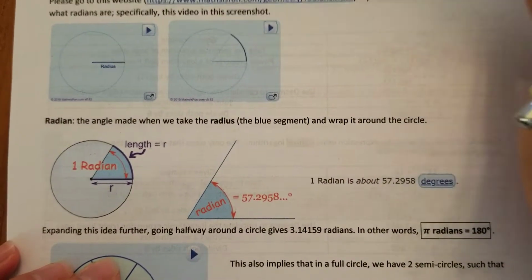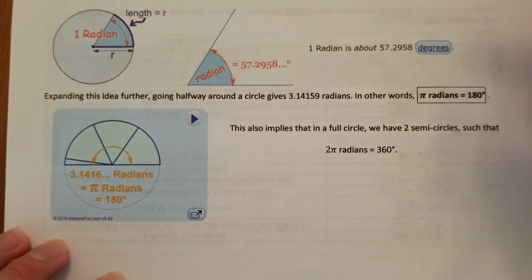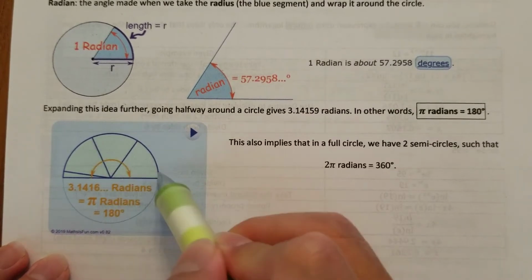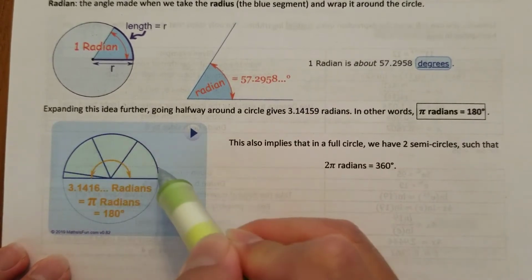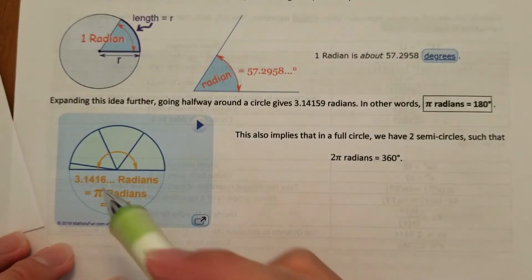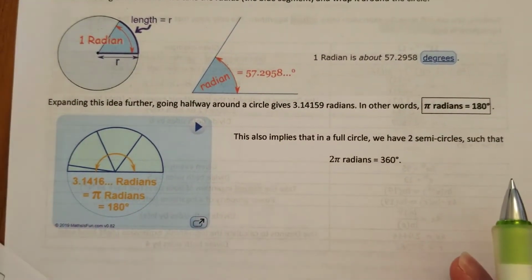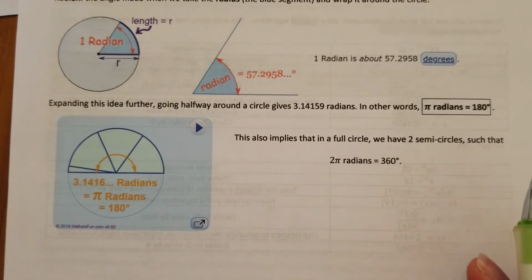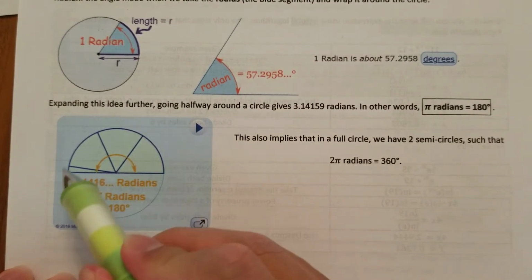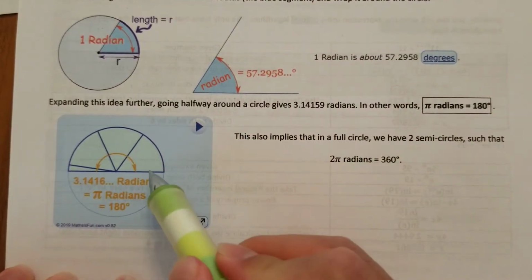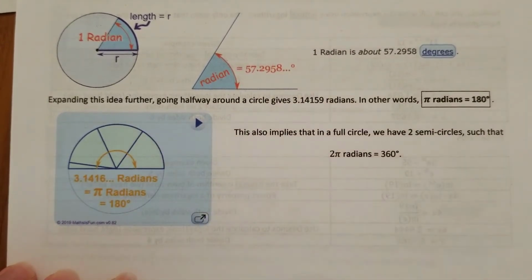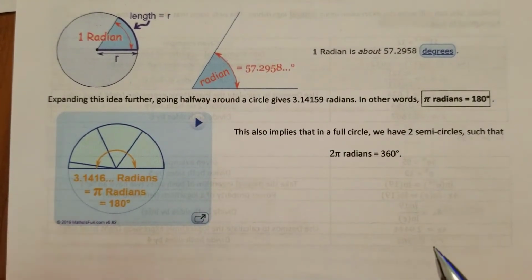Now if we want to expand this idea further, we know that 1 radian is like this. So what if we have 2 radians, 3 radians? If we go halfway around the circle, this is that 3.14159 number. That is pi, if you remember what pi was. So if you have pi radians, you're going 180 degrees around the circle. You're making a semicircle.